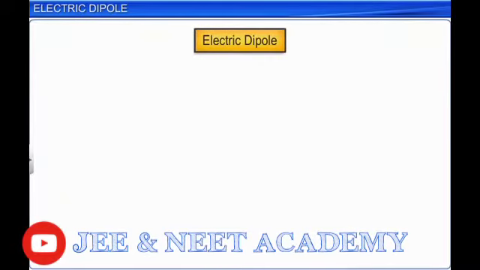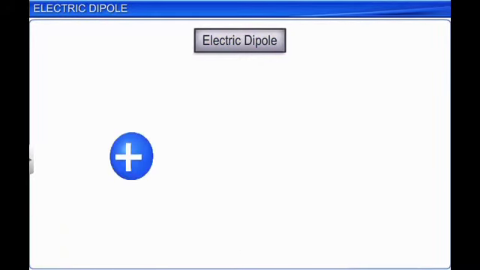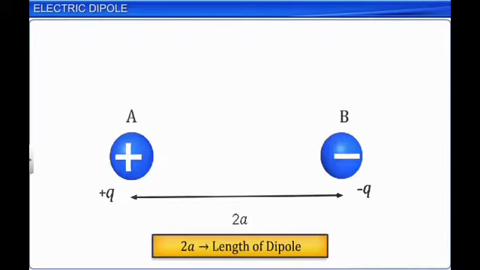An electric dipole comprises a positive charge and a negative charge separated by a finite distance. Consider a dipole with a positive charge +Q placed at A and a negative charge -Q placed at B at a distance of 2a. This distance between the charges is referred to as the length of the dipole.